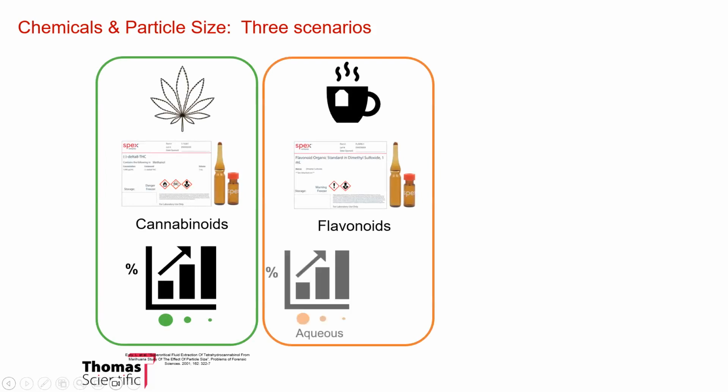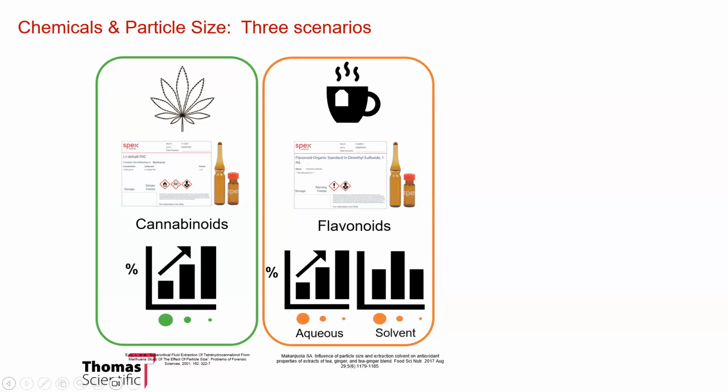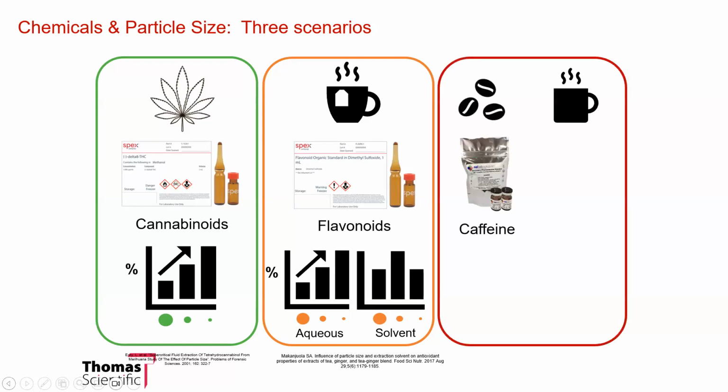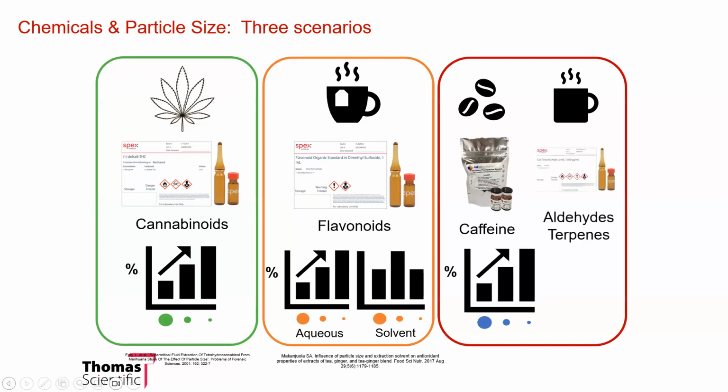But something like coffee or tea with flavonoids, well, when you're in an aqueous solution, so you have that cup of tea in hot water, yes, the smaller the particle size, the more of an extraction. But researchers found that if they tried to do a solvent extraction, there was a sweet spot for the particle size. If you did it too small, you didn't get the best results, and if you left it too big, you didn't either. So there was a sweet spot for something like flavonoids. With your coffee, think about caffeine. As you grind the sample finer and finer, you get more caffeine extraction. But when you have the aldehydes and the terpenes, it depends. There is a sweet spot for those aldehydes and the terpenes in coffee.